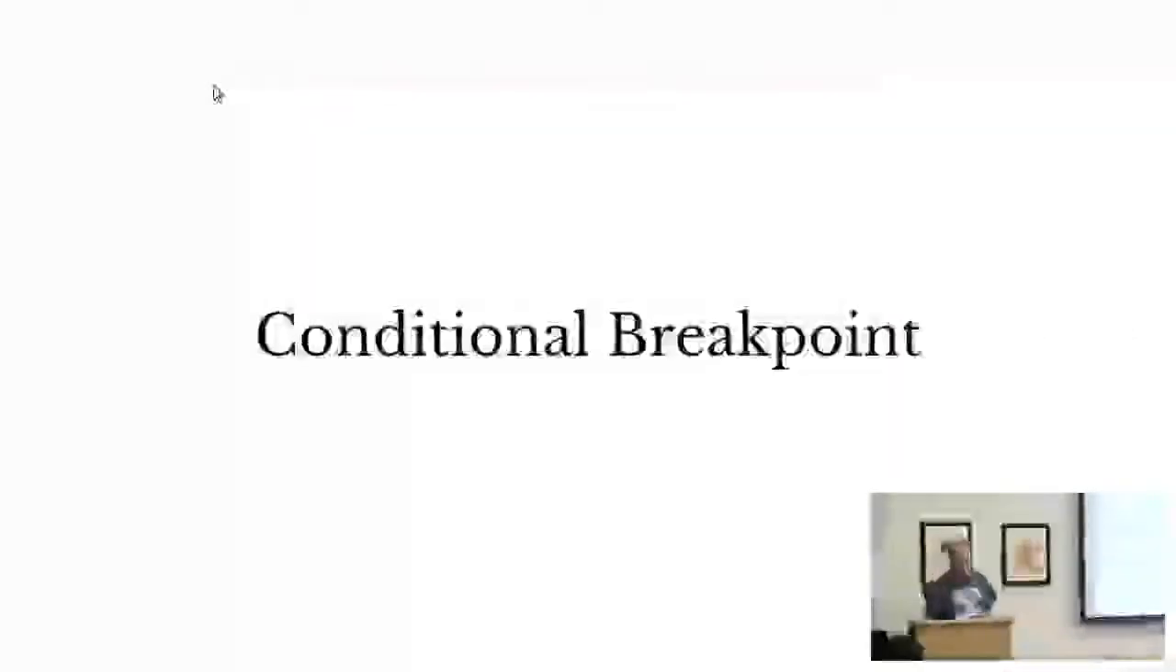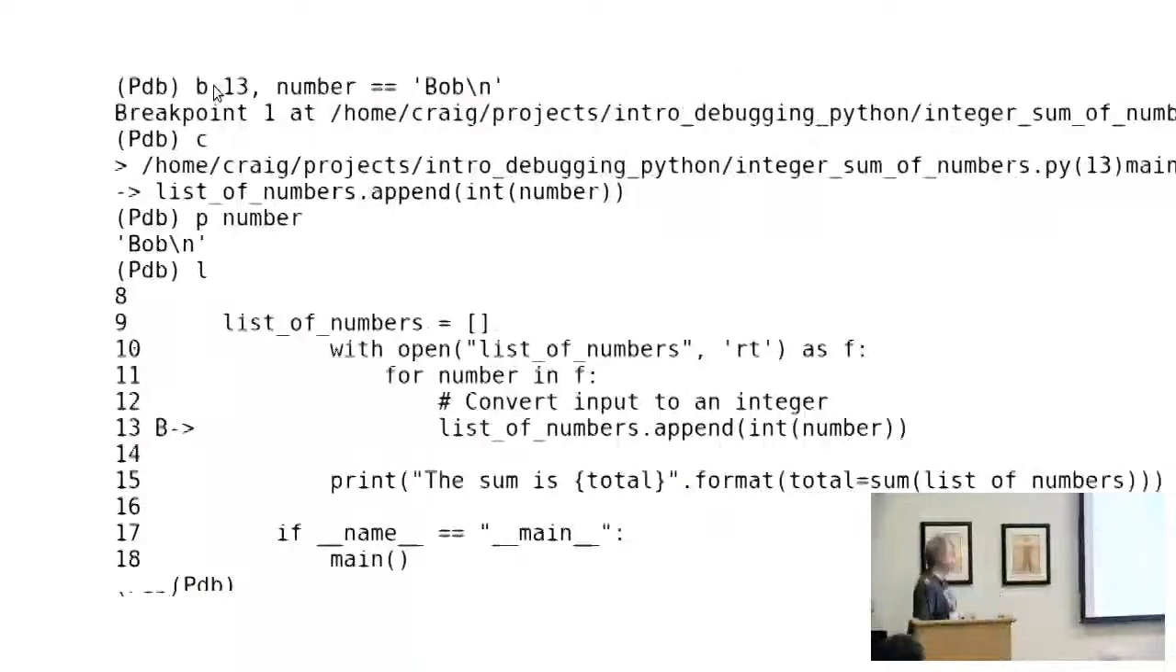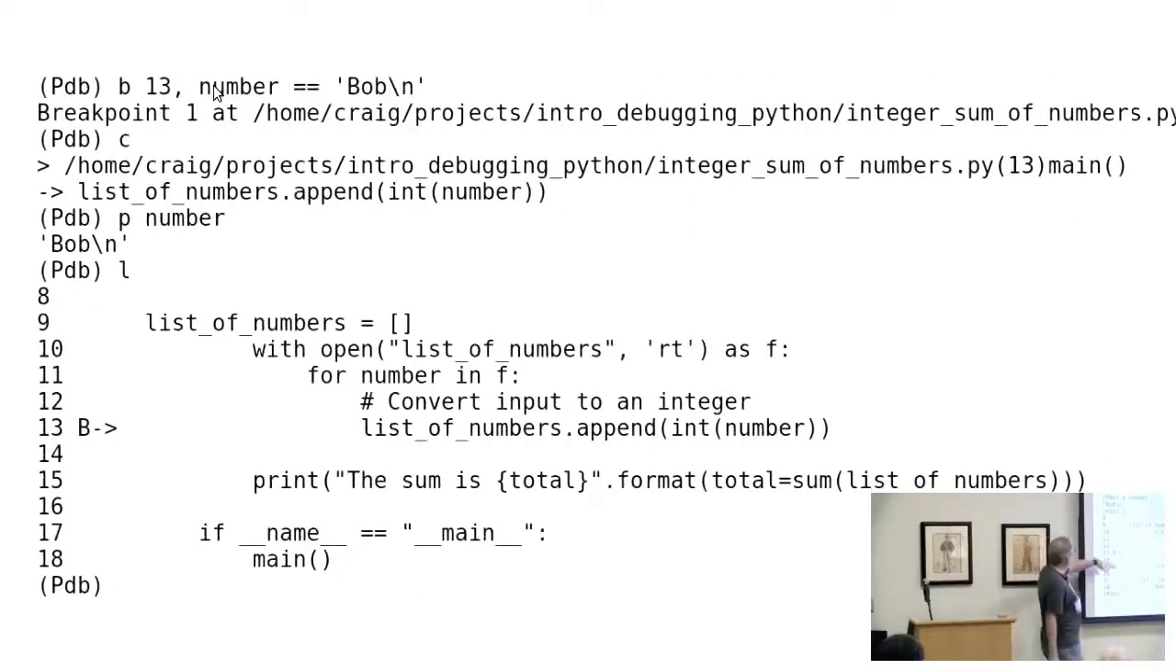So this is to show a conditional breakpoint. And what we can do is we can say, okay, break at line 13 and show me when the number equals Bob with a line feed in it.